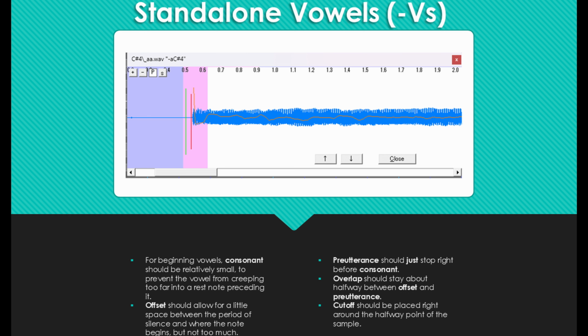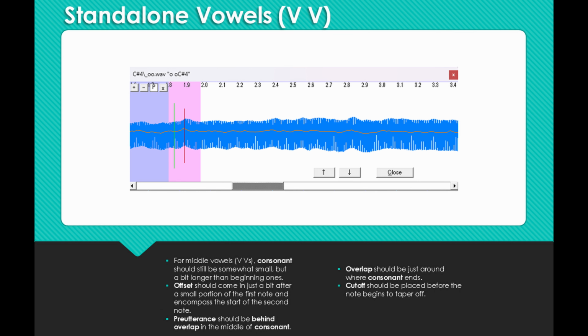Small consonant, preutterance stopping right before the note, overlap halfway behind. Leave a little bit of silence before the note, but not too much. The cutoff should go before the second half of the note. For in-between same vowels, they should be configured the same way as VCV or CVVC VVs.